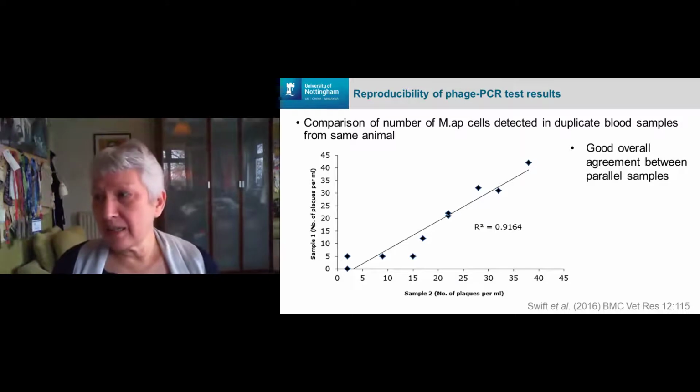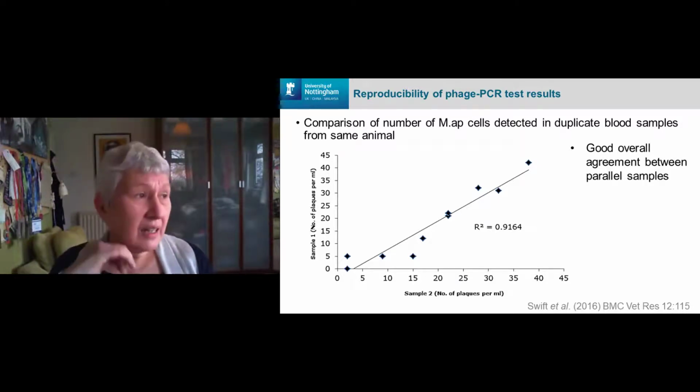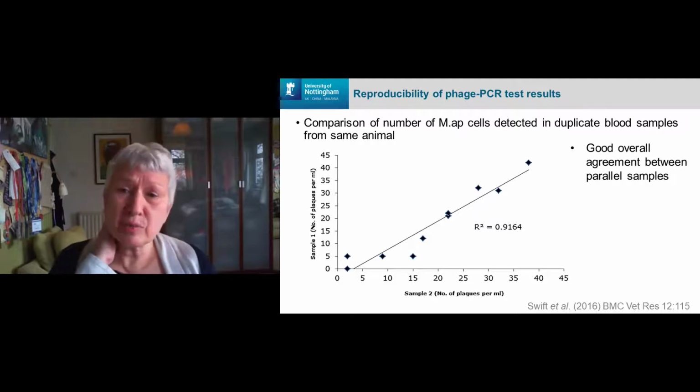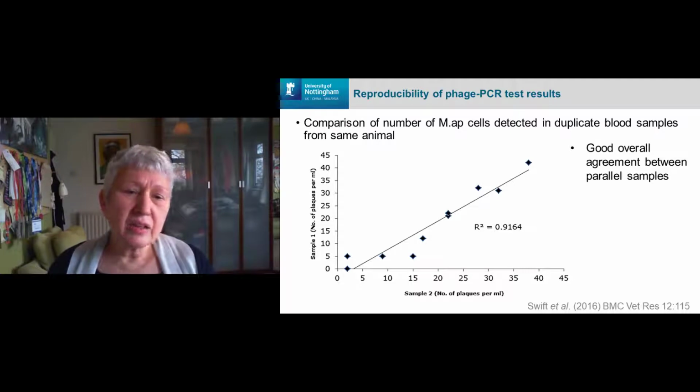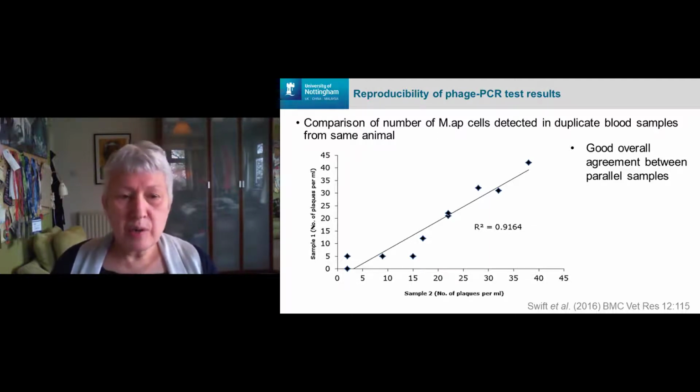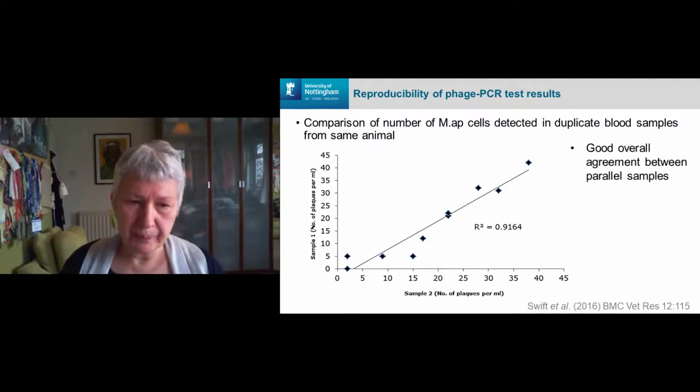So what about our phage test? How reproducible is that? Well, at the moment, we still haven't done the sort of longitudinal studies we really want to do on infected animals, but we have been looking at how, from parallel samples, a test performs. And we can see here the analysis of a set of samples from different animals, so sample 1 and sample 2. And again, we're just counting the number of cells detected by counting the number of plaques. And we can see we've got good overall agreement between these parallel samples from the same animal with an R-squared value of 0.91.